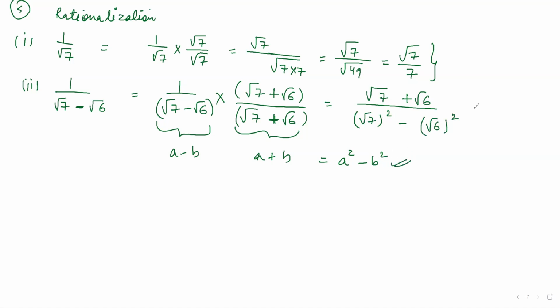So a square minus b square. So that means root 7 plus root 6 divided by, now root 7 into root 7 is actually 7, minus root 6 into root 6 is actually 6. So you get root 7 plus root 6 divided by 1, which is actually root 7 plus root 6. That's the answer.